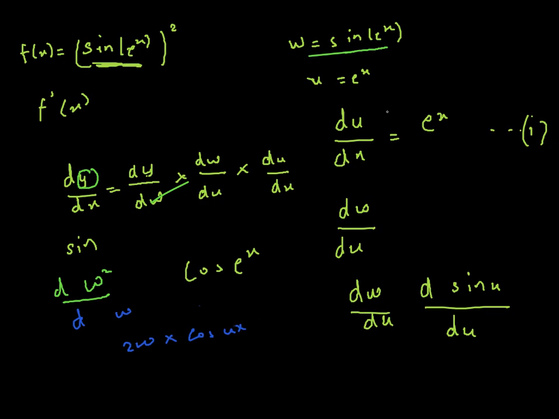So what is du by dx? What is du? It is d of e raised to x by dx. What is d of e raised to x by dx? It is just e raised to x. So this became so easy from a very complicated sum. We just have to substitute: instead of w we write sine of e raised to x, then cos of u, which is e raised to x, into e raised to x.